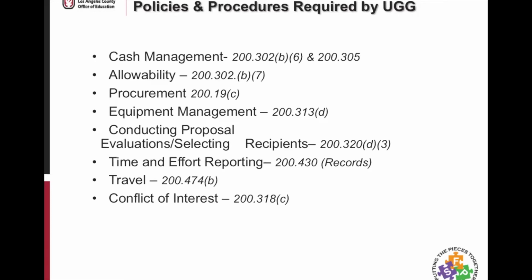So that's important for those working with those private schools to know about that. Equipment management, procedures and policies on that. How are you meeting those requirements? Conducting proposals and selecting recipients when you have to go to bid. Time and effort reporting now requires policies and procedures. That was new in the 2015 update. Travel and conflict of interest are two other areas. So these are just a smattering of some of the policies and procedures required in the grants guidance.